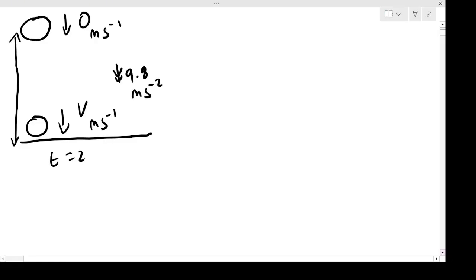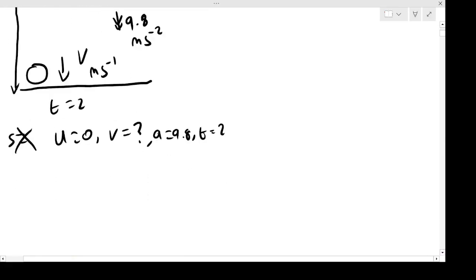So if I label my information here, S, I don't know anything about. U, my initial speed, is 0. V is, well, I'm going to want to work that out, most likely. A is going to be 9.8, and T is 2. So I don't care about S. I want to find my final speed. With these questions, you are going to want to find your speeds, because then you can apply restitution. So a little tip there with these questions.